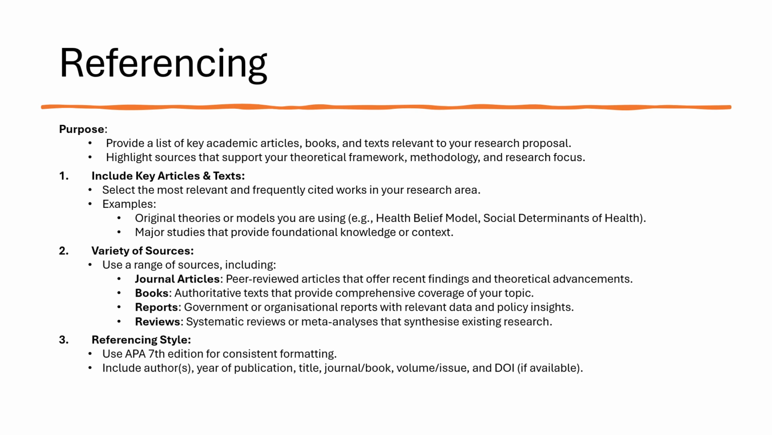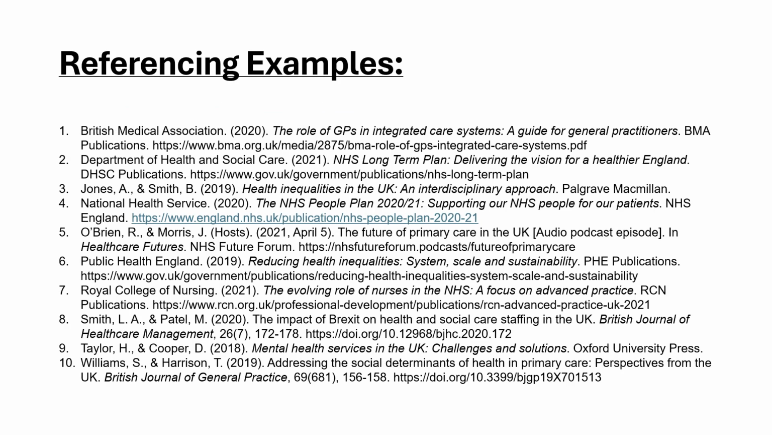Referencing style: of course, we agreed in this institute to use APA 7th edition for consistent formatting. Include authors, year of publication, title, journal or book, volume, issue, and DOI if available. So you will be learning how to do the APA referencing style in the next couple of weeks. Okay, referencing example: you can use, as we said, journals, articles, books, and texts. This can be an example.